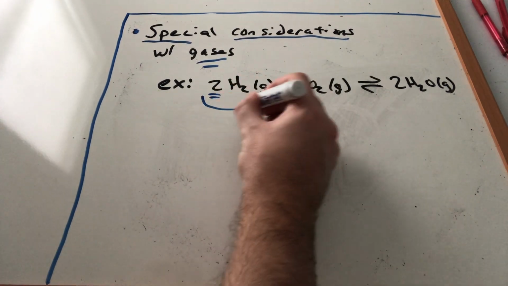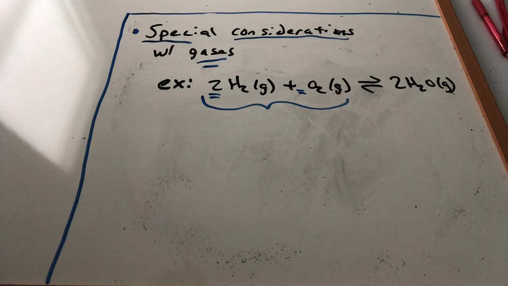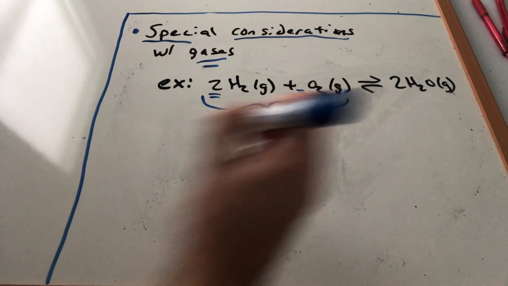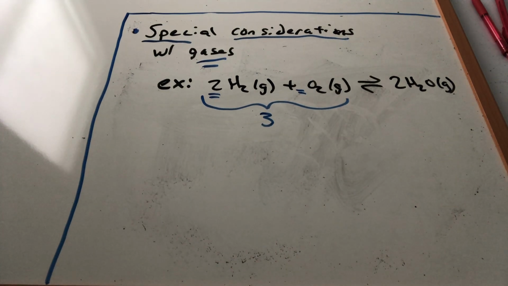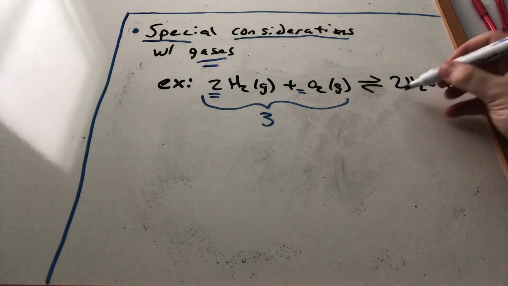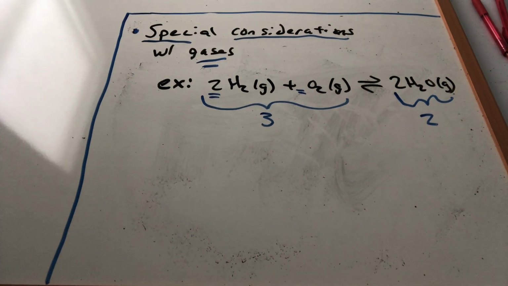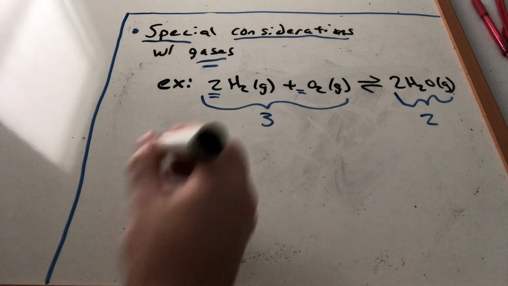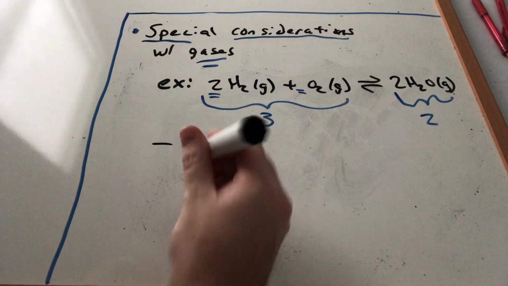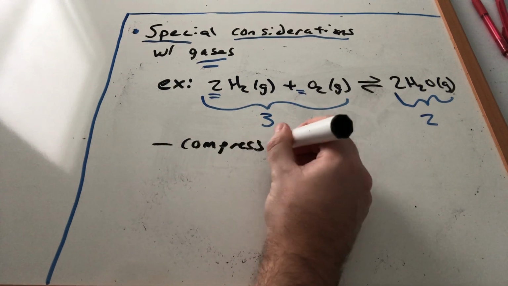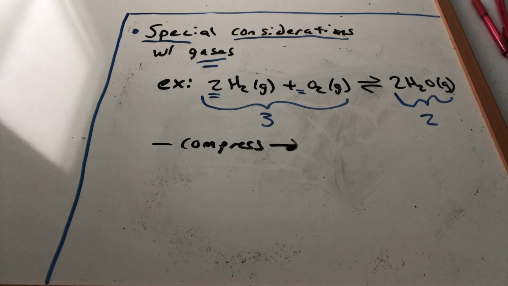On this side, and I just look at gas, you don't look at solids or liquids or anything like that, all right? I see that I have 3, stoichiometric coefficient, 3 moles of gas on this side. On this side, I have 2. So right away, we can apply our Le Chatelier's principle ideas. And we're going to say, okay, what if I have this set up at equilibrium and then I compress the system? What's going to happen?